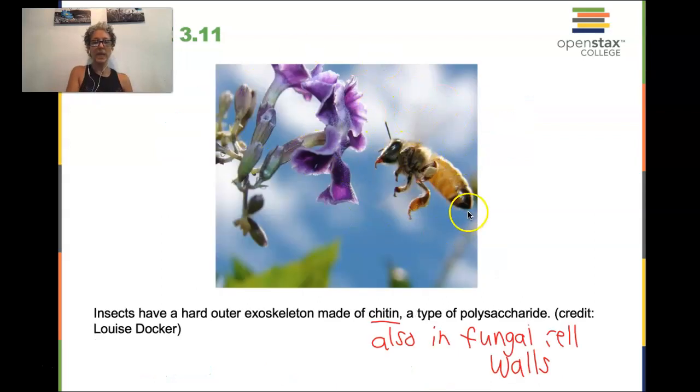Cute little bee is shown here as an example of an insect. Insects are animals, so they have cells like ours that do not have cell walls, but they're here as an example because of their exoskeleton. Right? They do not have an internal skeleton. Their skeleton is outside and crunchy. It's made of chitin, which is a polysaccharide, so it is a carbohydrate. Chitin is also found in fungal cell walls. Fungi are another eukaryote, and they have cell walls, but they are made out of chitin.